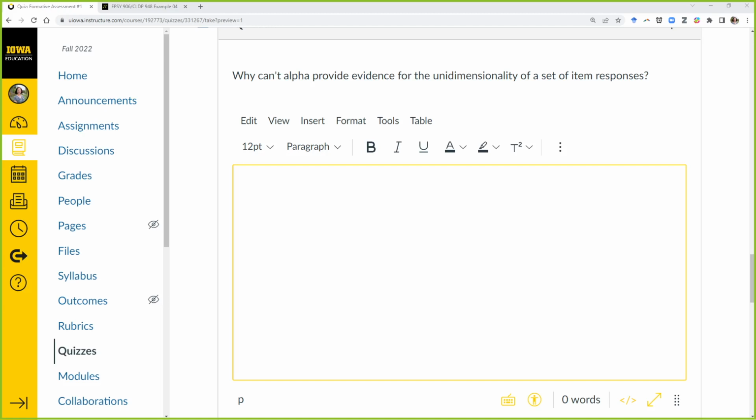So yeah, if it doesn't indicate variability in the correlations, then it can't indicate dimensionality. So if all of the assumptions hold, alpha is a reasonable way to approximate reliability of a sum score, but we can do better.